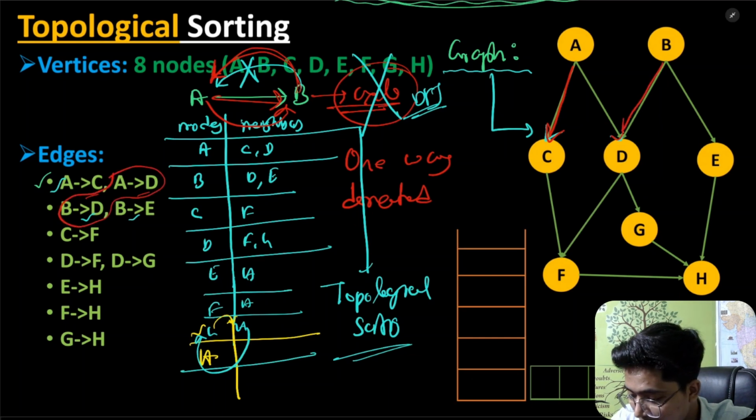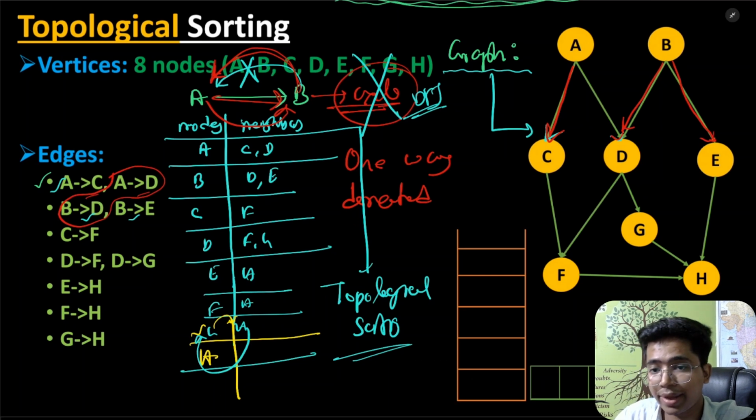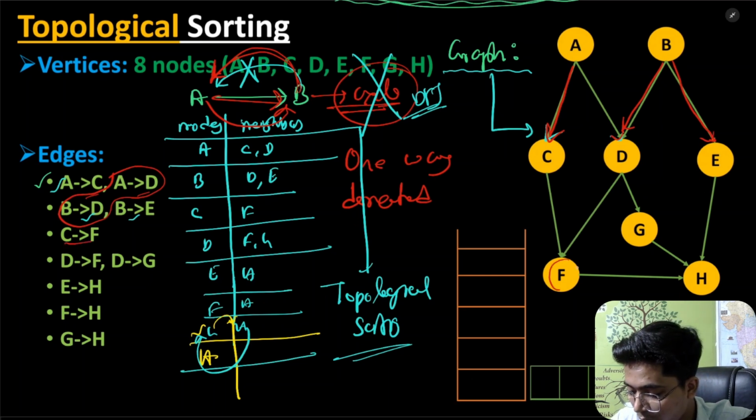So B is pointing to D and B is pointing to E. That is the easy graph. Now C is pointing to F. So we have created an F node and C is pointing to this F node. D is pointing to F and G. So D is pointing to F and D is pointing to G.